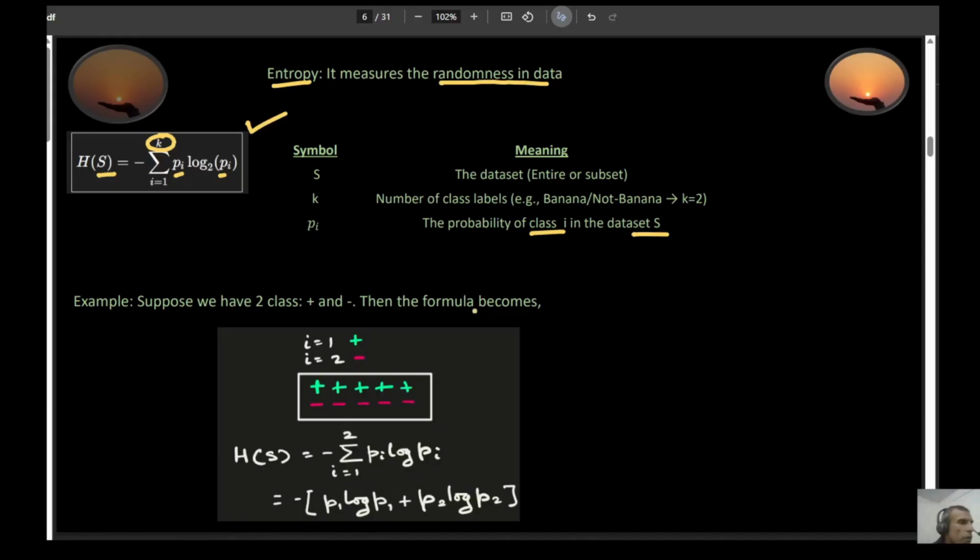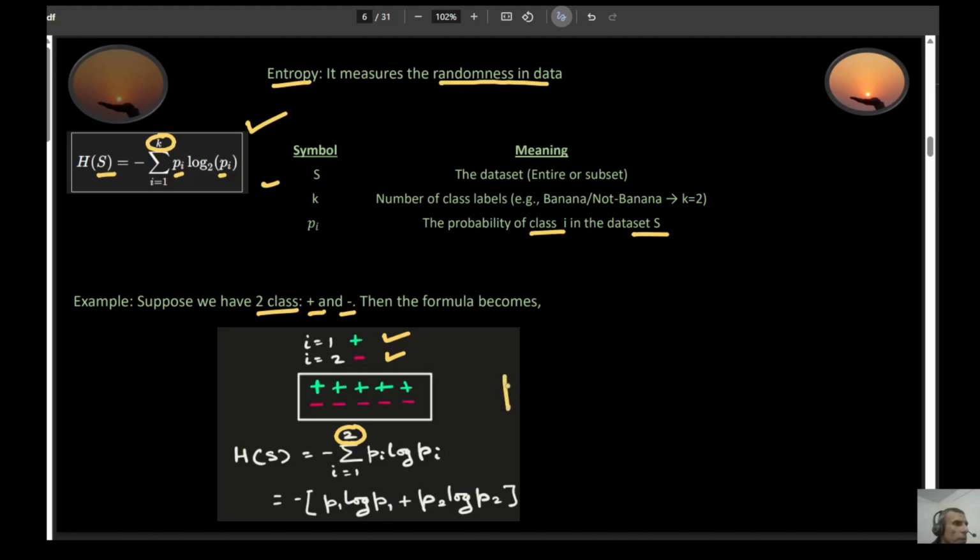So let's understand this formula through a simple example. Suppose we have two classes, plus and minus. So my i equal to 1 is plus and say my i equal to 2 is minus class. Then this formula will become something like this. H(S) equals minus summation i equals 1 to 2, because you only have two classes, of P_i log P_i. In this case, P1 would be the probability of class 1, which is what fraction of plus you have, and P2 would be the probability of class 2, in other words, what fraction of negative you have.